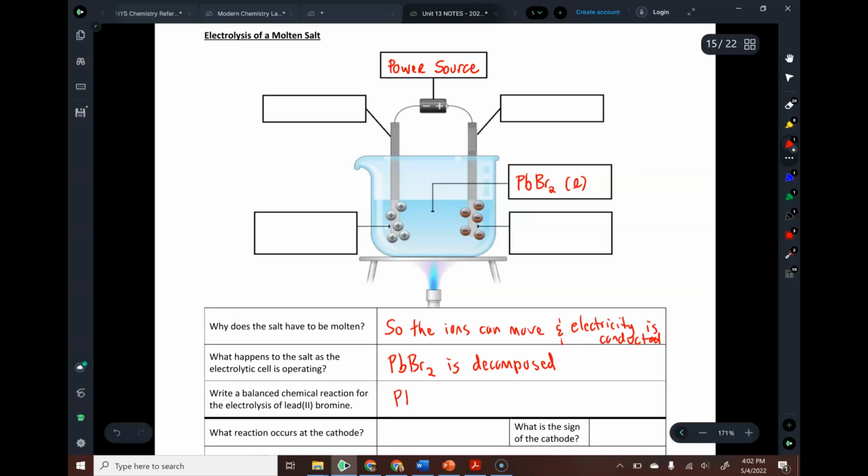So what we see as the electrolytic cell has run is PbBr2 is going to form lead and bromine after undergoing electrolysis. You can include the phases if you'd like to. They don't need to be there. All right, so that's just kind of an overview of what's going on in this cell. Let's talk a little bit more about the electrochemistry of it all.